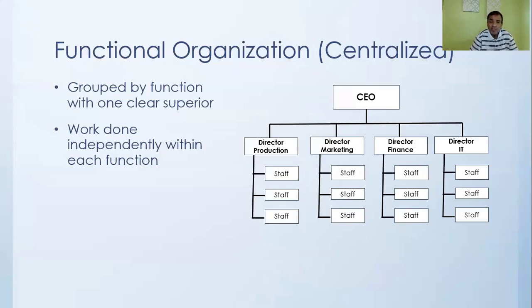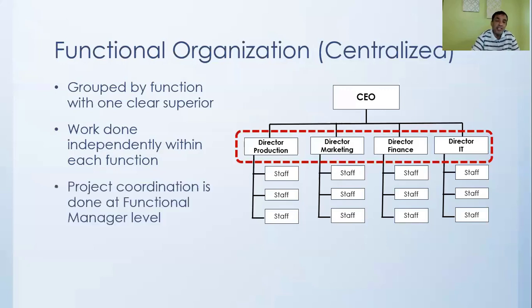Having said that, each of these functions will do their work independently. So production will do their work, and marketing will do their work, and they are independent in them. And if there is a project that's going to be done, it will be done at the functional level. For example, there might be a project that is required in the marketing. So marketing, it will be driven by the director of marketing, and it will be done within the marketing.